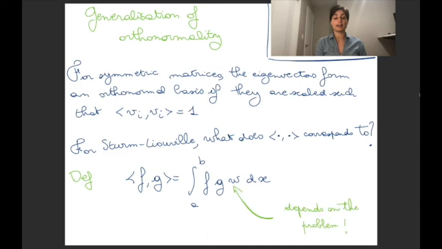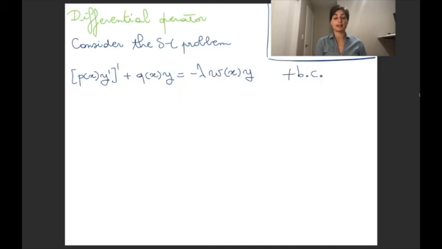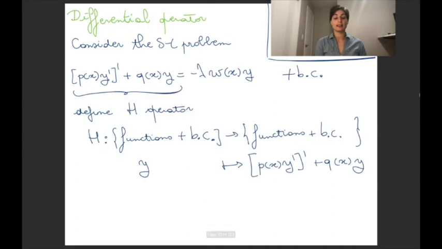So W, A, and B depend on the problem that we're looking at. We're looking at the Sturm Liouville problem, and we want to build a differential operator. So we have (p(x)y')' + q(x)y = -λw(x)y plus some boundary conditions. Now I want to build an operator in the sense of the Laplace transform. So I want to build something that works as a function for functions, something that takes a function and spits out a function.